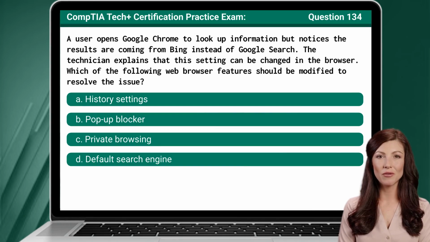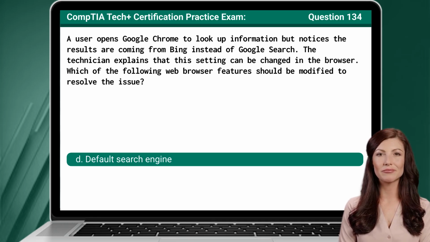Question 134. A user opens Google Chrome to look up information but notices the results are coming from Bing instead of Google Search. The technician explains that this setting can be changed in the browser. Which of the following web browser features should be modified to resolve the issue? The answer is D. Default search engine.